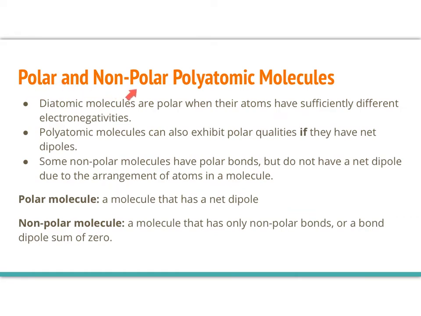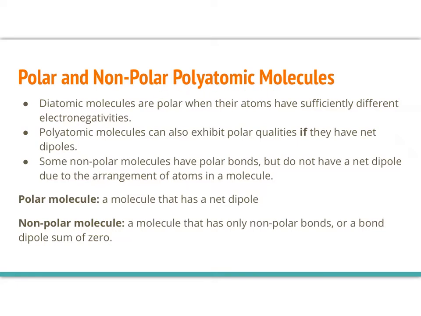So we're looking at polar and nonpolar polyatomic molecules here. In the previous slideshow, we looked at what happened when we had a diatomic molecule, i.e. only two atoms involved. And there, if the bond is a polar covalent bond, then the entire molecule will have a dipole. It's a little more complicated with polyatomic molecules.